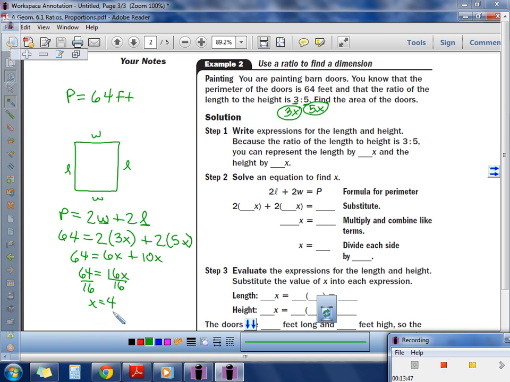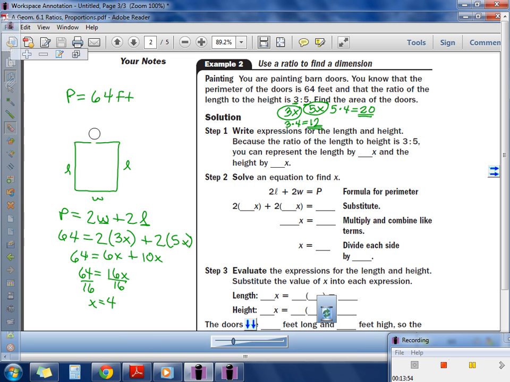Now, anywhere I see an x, I'm going to plug in a 4. So I'm going to take that back up here, and I can determine that 3 times 4 is 12, and 5 times 4 is 20. These are the actual dimensions of that barn door. Our barn door is actually 12 by 20. You can go ahead and write them in all those spots now. 20 plus 20 is 40, plus another 24, yep, 64. It added up correctly, and these units are feet. So make sure to put your units on your answer.